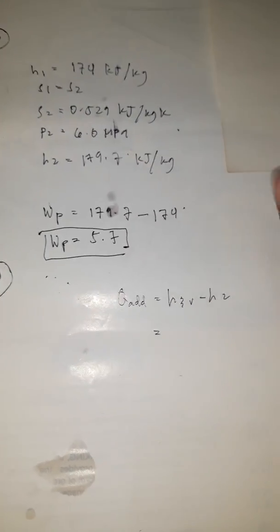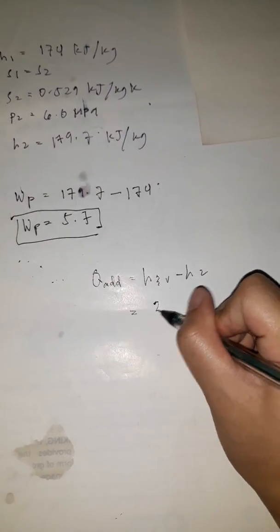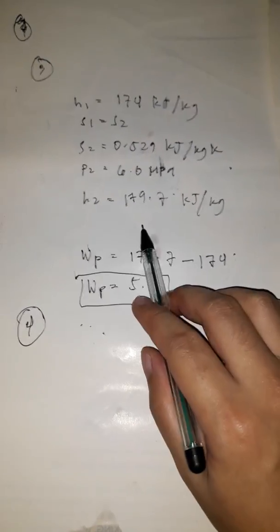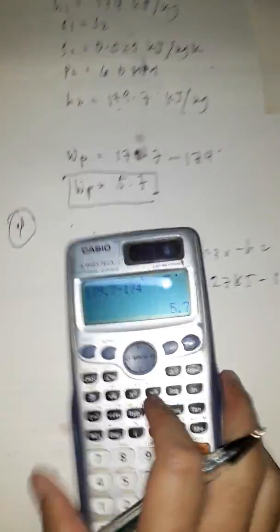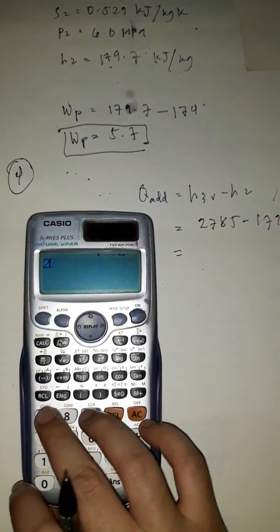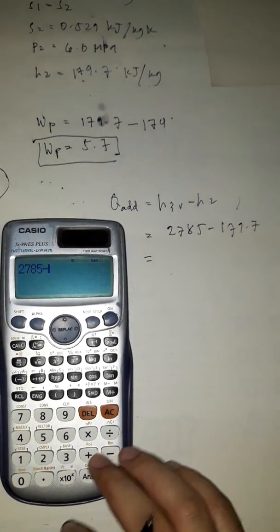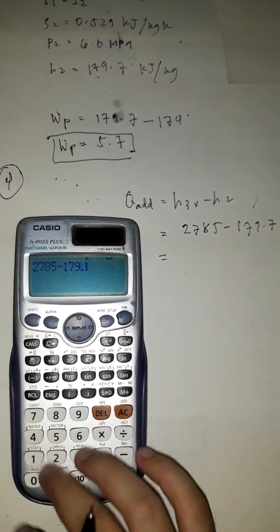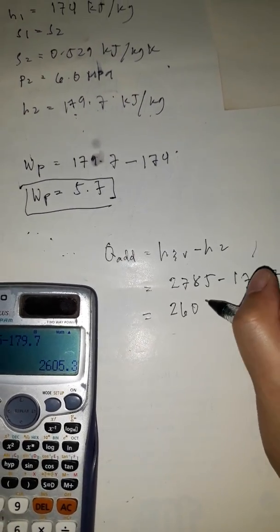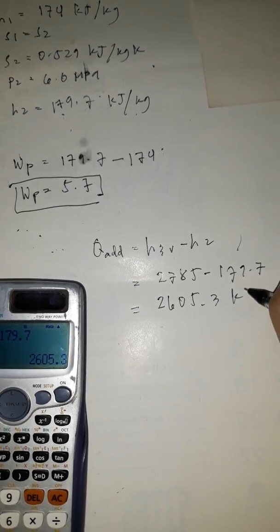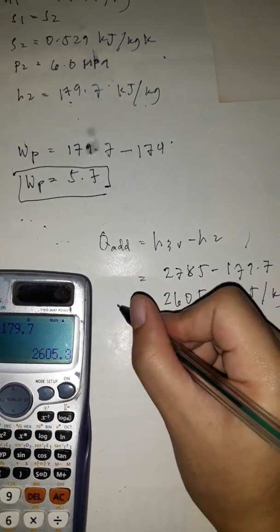enthalpy 3 in the steam table minus enthalpy 2, which is 2605.3 kilojoules per kilogram heat added.